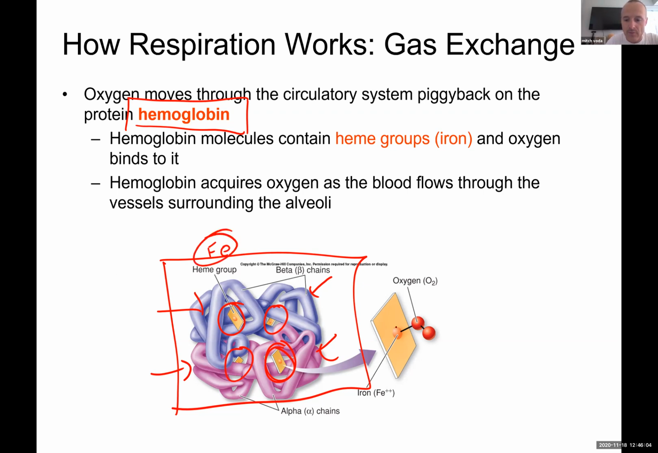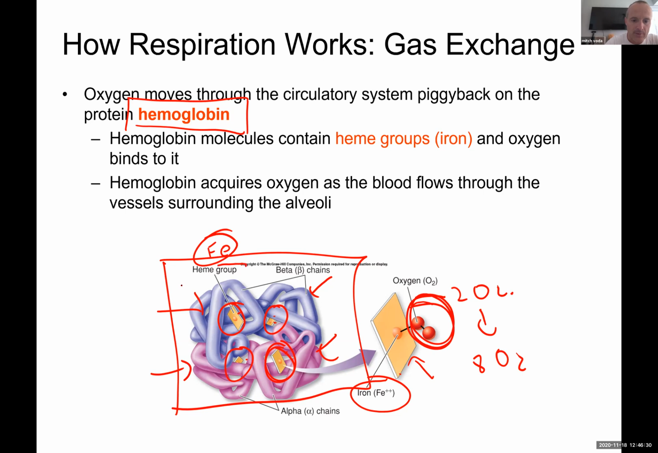Now, if you notice, this iron binds oxygen. That's where the oxygen is bound. So when you look right here, how many molecules of oxygen bind to hemoglobin? For each of these heme groups, you get 2 oxygen molecules. So since there are 1, 2, 3, 4, it's going to be 8 total oxygen molecules bound to the hemoglobin.